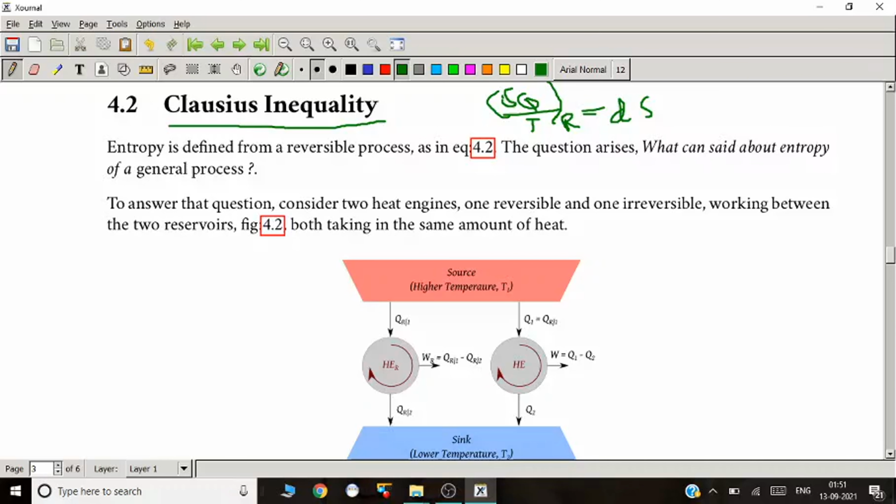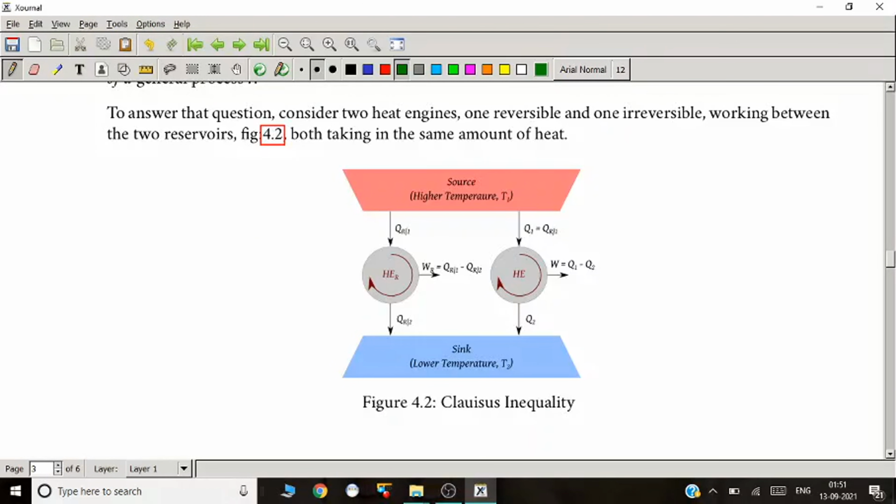Processes that occur in the real world are never reversible. They are always irreversible because there is degradation associated with them. So what can we say about irreversible processes? This is addressed by the Clausius inequality. If we consider two heat engines, one reversible and another irreversible, operating between the same source and sink, we won't assume anything else.